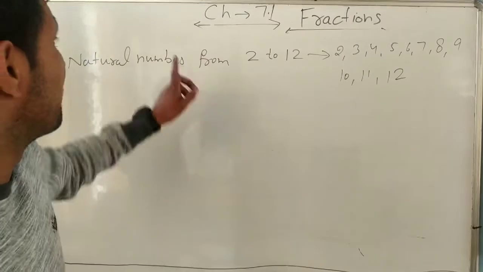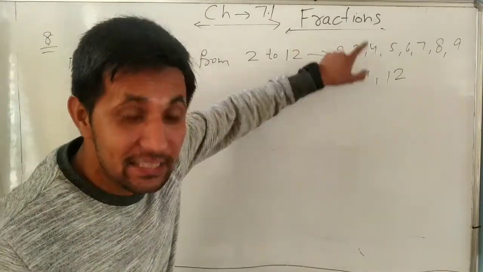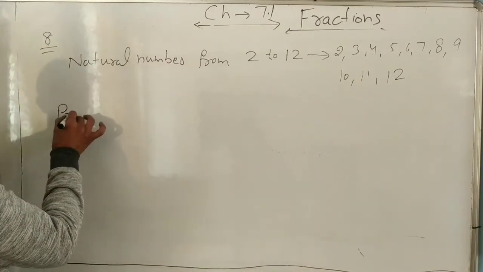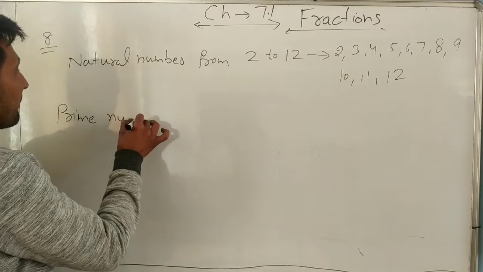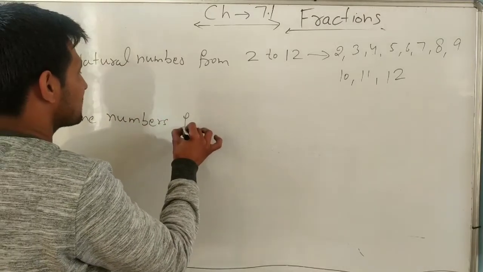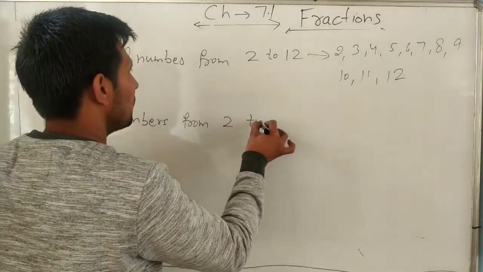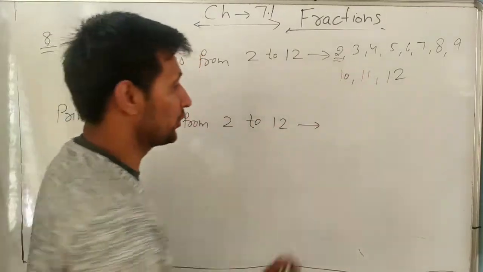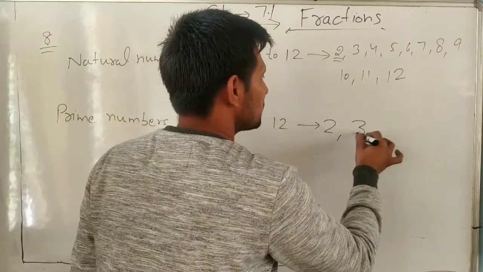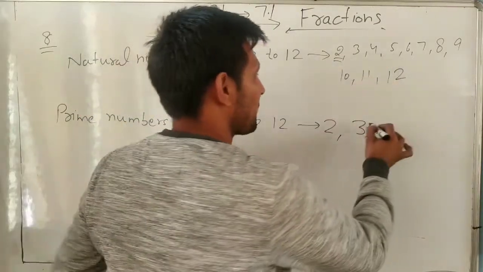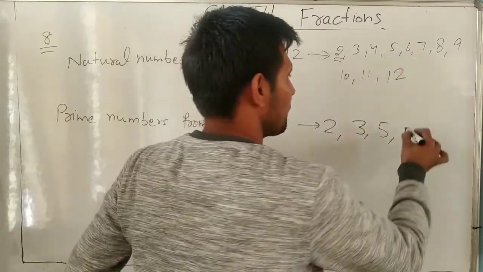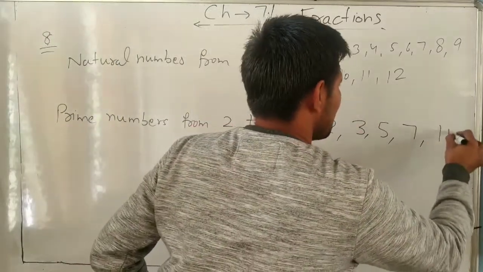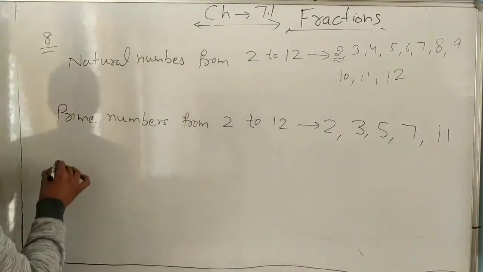Next, find the fraction of these numbers that are prime numbers. So write the prime numbers from 2 to 12. Tell me which one is a prime number? 2 is a prime number, I told you a minute ago. 3, yes. 4 is a prime number? No. 5, yes. 6? No. 7, yes. 8, no. 9, no. 10, no. 11, yes.